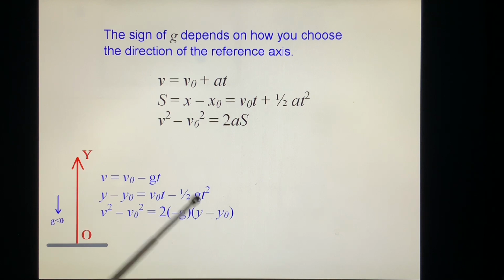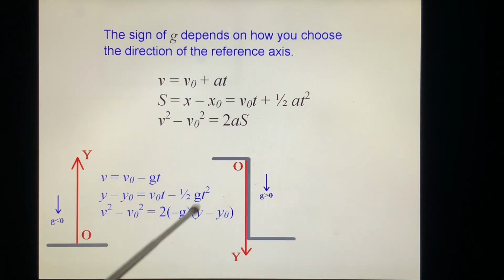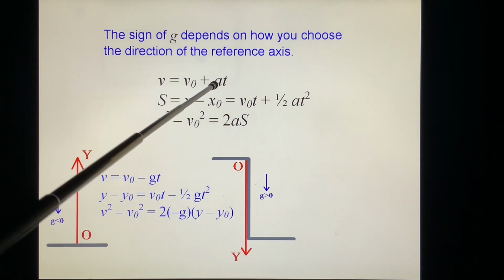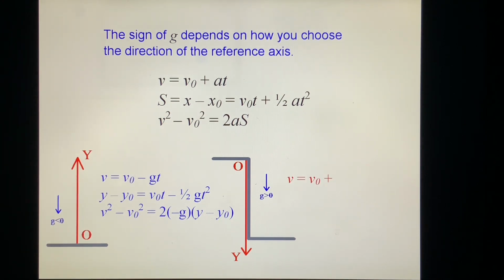And if you don't like this choice, you can choose the y direction downward. Then in this choice, g is a positive number, and we replace a with g. We get another set with positive numbers.